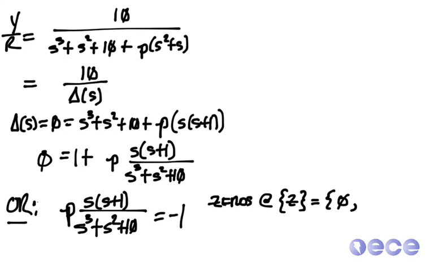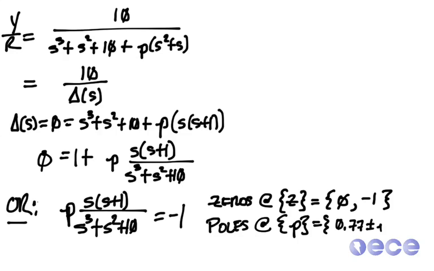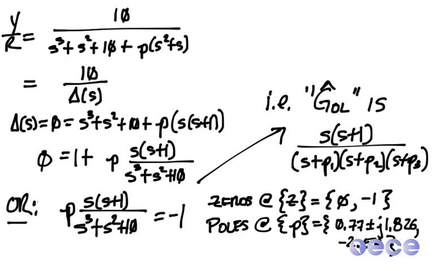So here we have zeros at 0 and minus 1, and we have poles at 0.77 plus or minus j1.826 and minus 2.54. So based on this, we now have some GOL hat, which looks like s times s plus 1 over s plus p1, s plus p2, s plus p3. With this in your mind, now you can go ahead and sketch the root locus according to p. I'll go ahead and do it, but you might want to pause the video now, do it on your own, and then check to see how well you did according to the comparison. Of course, you can always do this with MATLAB as well, but MATLAB doesn't show you the intermediate steps.